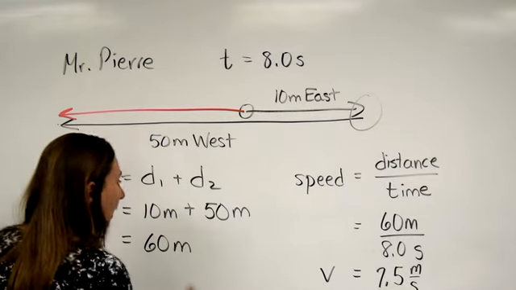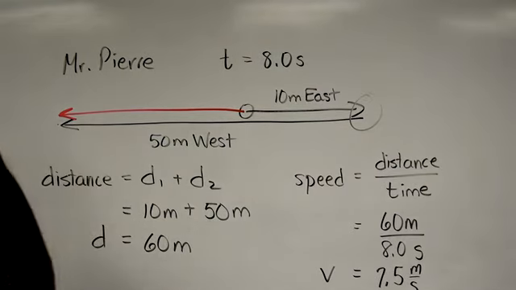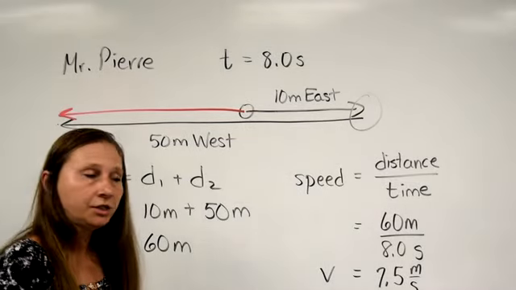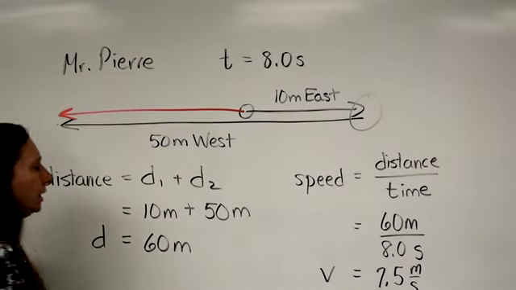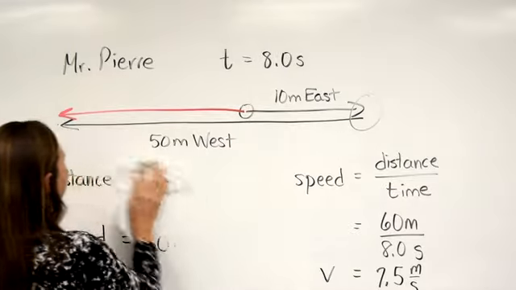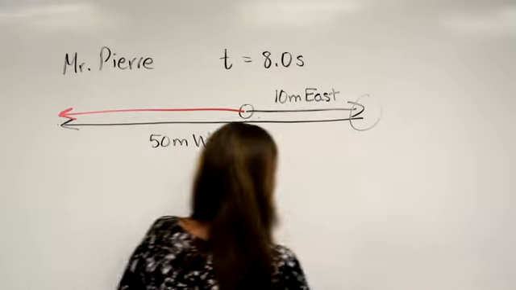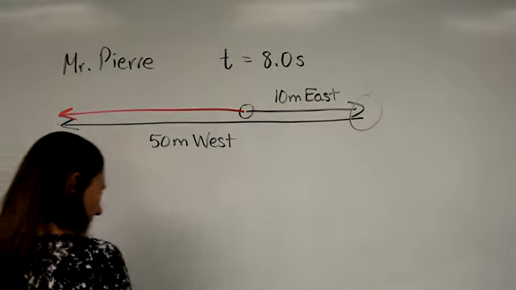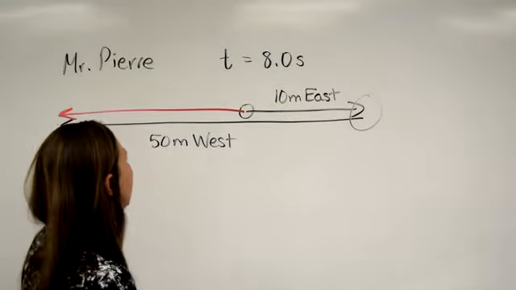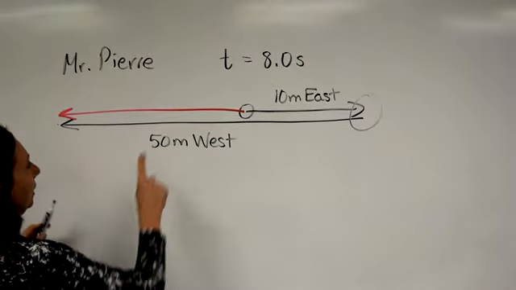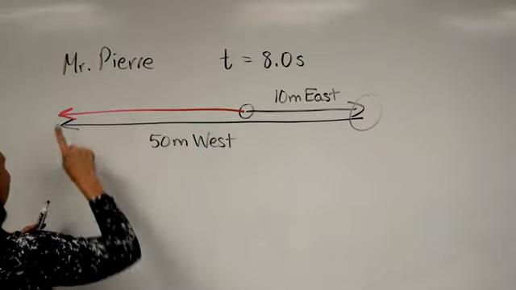All right, now let's do his velocity. And in order to calculate his velocity, we first have to calculate his displacement. So let's get the displacement. Remember that displacement is a vector, so the directions matter. Now his displacement is right here.